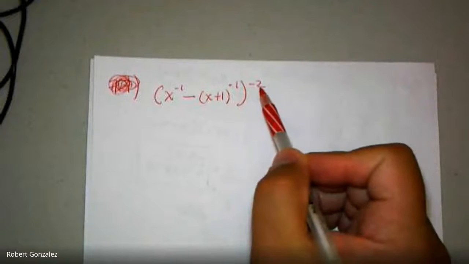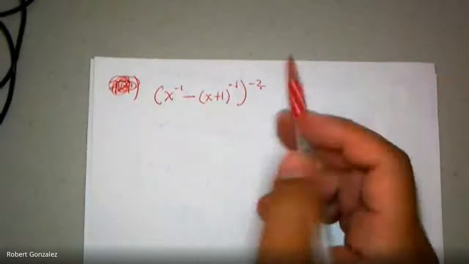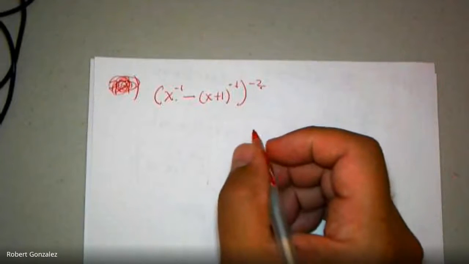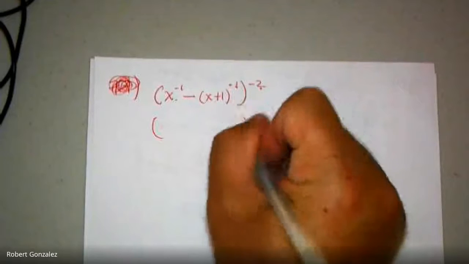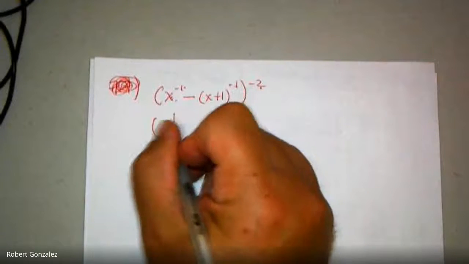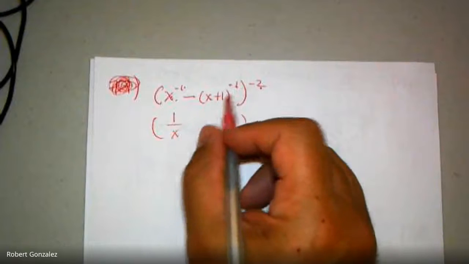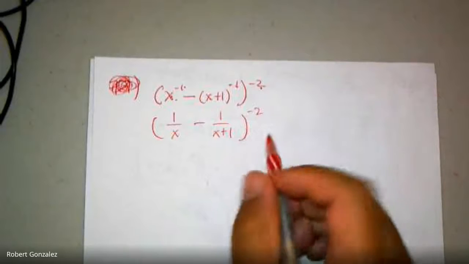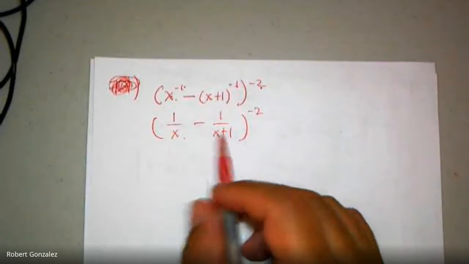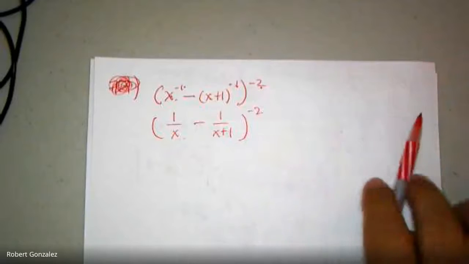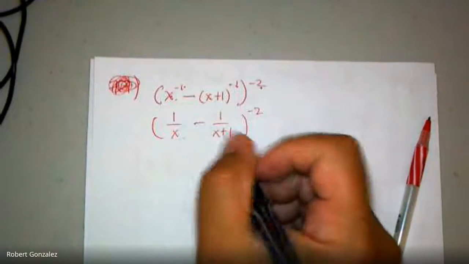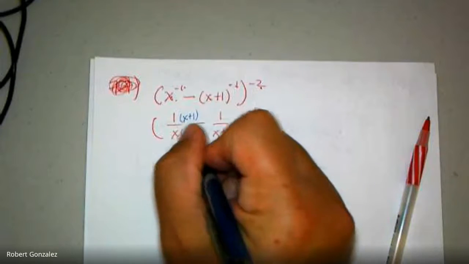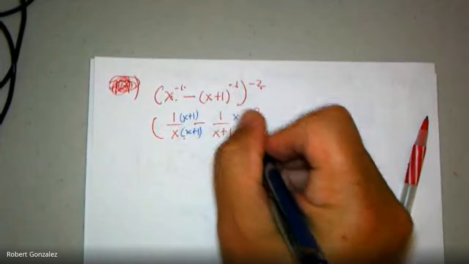So let's do one, let's call it a weird problem. I have an exponent here, and I have exponents here that are negative. We should simplify what's inside before we do this negative second power. So x to the negative first is 1 over x. X plus 1 to the negative first is 1 over x plus 1. And we still have that negative 2 out there. Now we're going to do like we did earlier. What does one have that the other one doesn't? This one needs an x plus 1. This one needs an x.